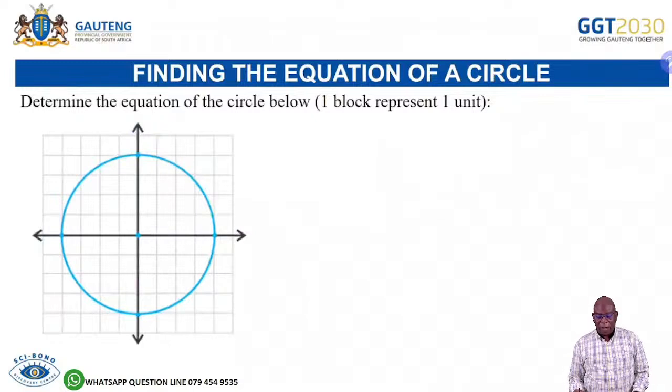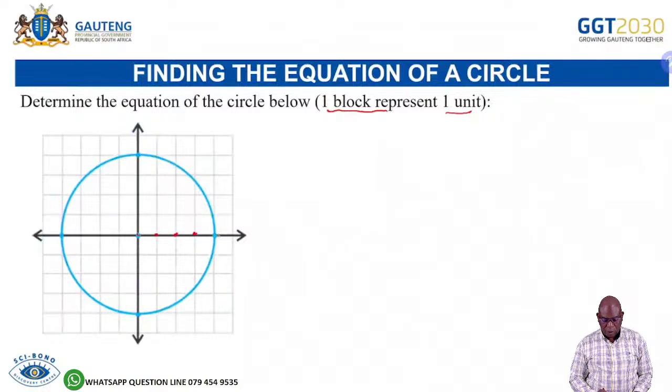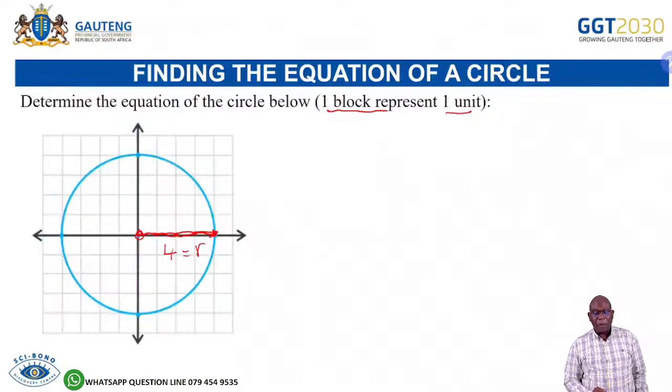Now, in the next one, find the equation of the circle. In this case, I'm given that one block will represent 1 unit. So from here to there, it's 1 unit, 2 units, 3 units, 4 units. In other words, that line from here will be 4 units. If I check this line, it is from the center of the circle to the circle, so it's a radius in this case. In the previous one, that 3 was not the radius because it did not touch the circle. In this case, I've got a radius.